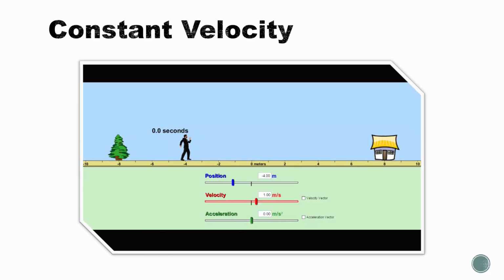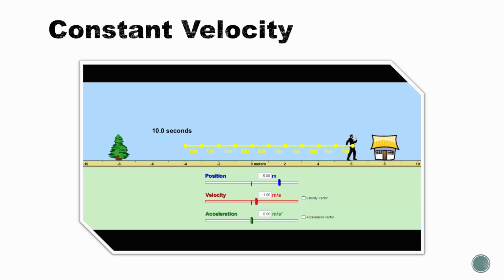First, let's take a look at an example of an object moving with constant velocity. This man is moving across the screen at 1 meter per second the entire time. Now let's take a look at how much distance he covers each second. As you can see, each second he traveled 1 meter.